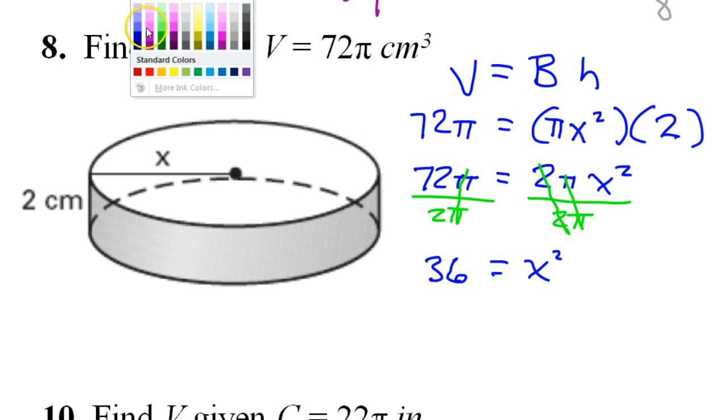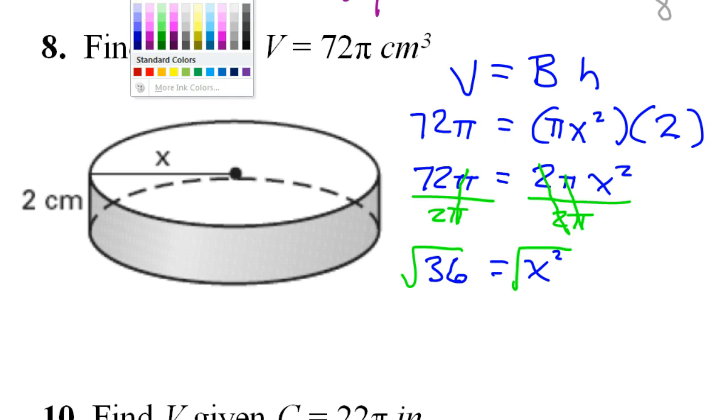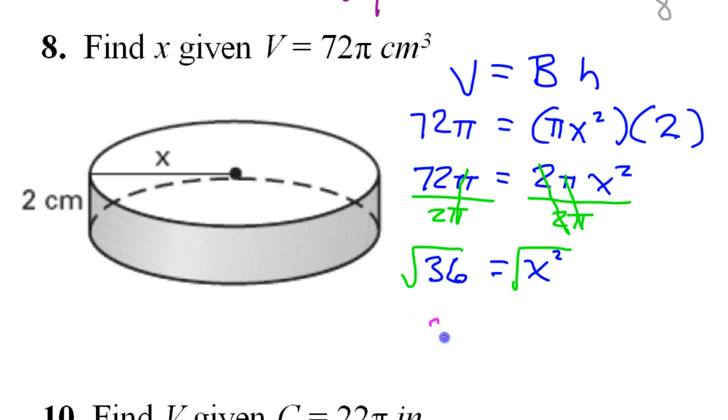Okay, so to get x, we can go ahead and take the square root of both sides. So of course that's going to give us x equals 6. Now the units are centimeters, and this is a length, so it will still be centimeters.